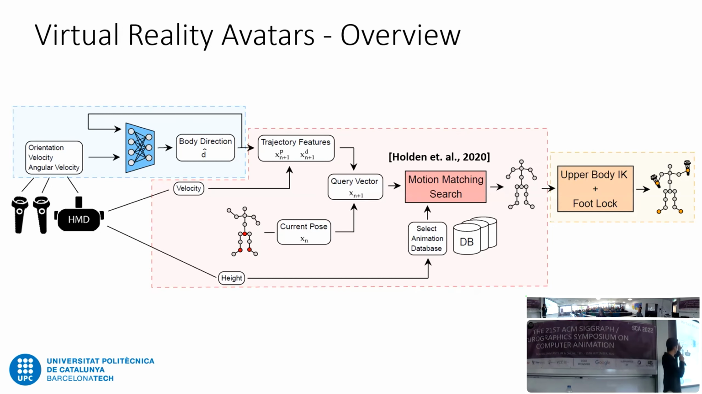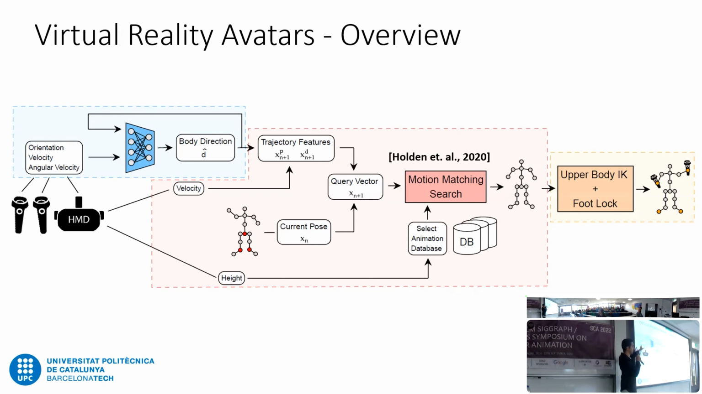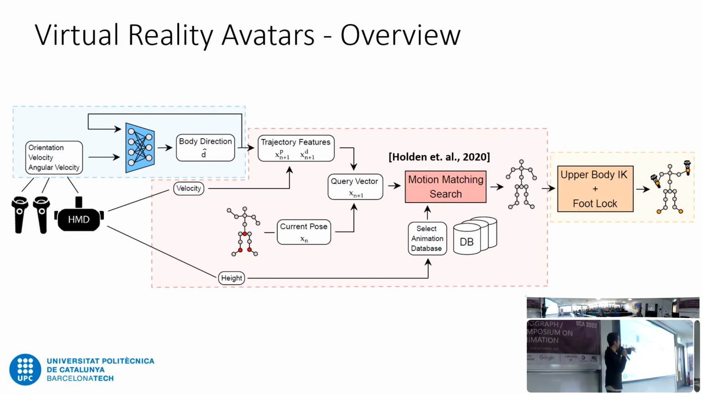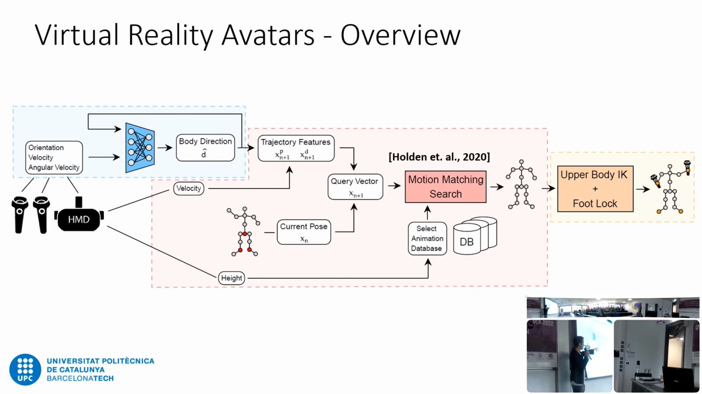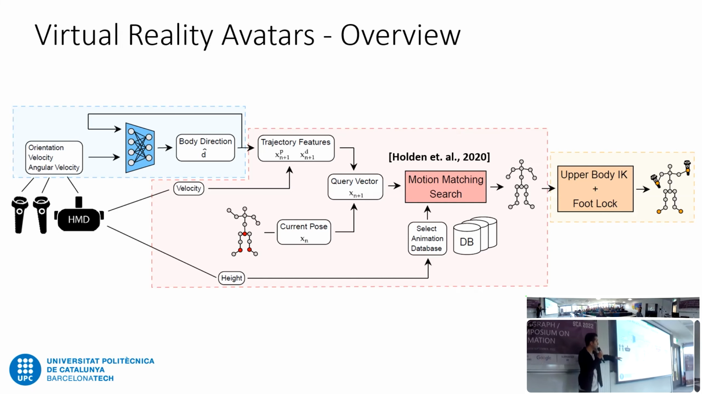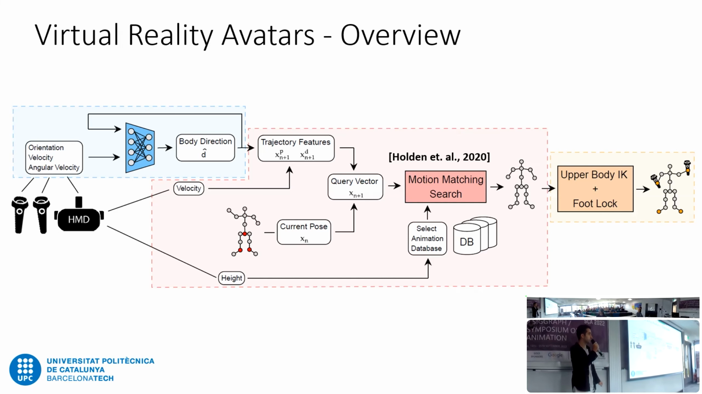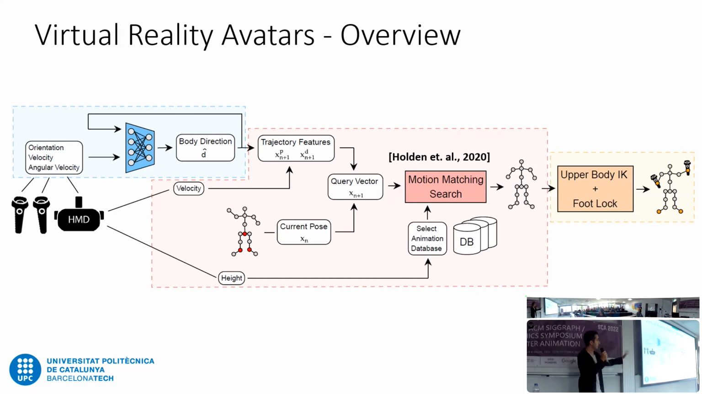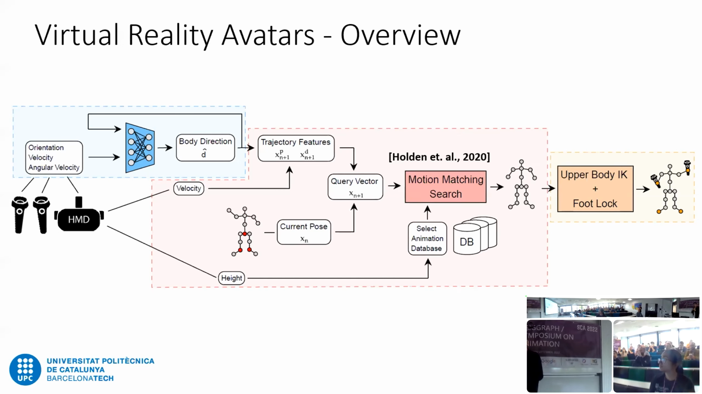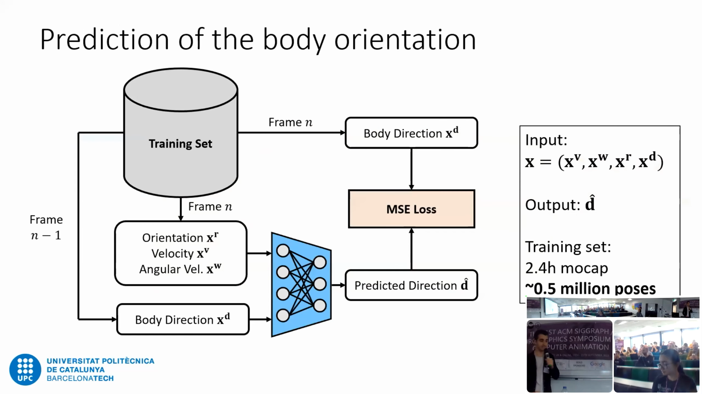So the overview of the system would be something like this. We have first the body orientation prediction. Then we have motion matching, which we base on the state-of-the-art implementation by Holden et al., in 2020, the Learned Motion Matching paper. And then we apply the final pose adjustment. So now let's see every component in detail.